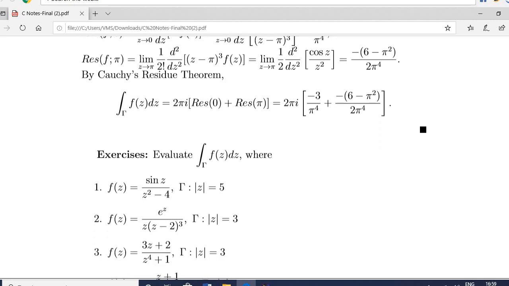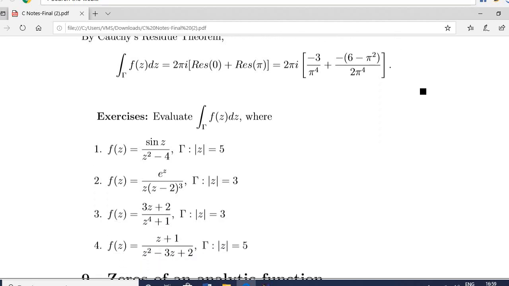So for practice you have these problems, that is sin z upon z square minus 4 and the circle is mod z equal to 5. Now you factorize z square minus 4, you get (z minus 2)(z plus 2), and then 2 and minus 2 are both inside this circle. Compute the residue, both are simple poles. Add the residues, 2 pi i times the sum of the residues will be the value of the integral. And the same thing you carry out for every problem here.